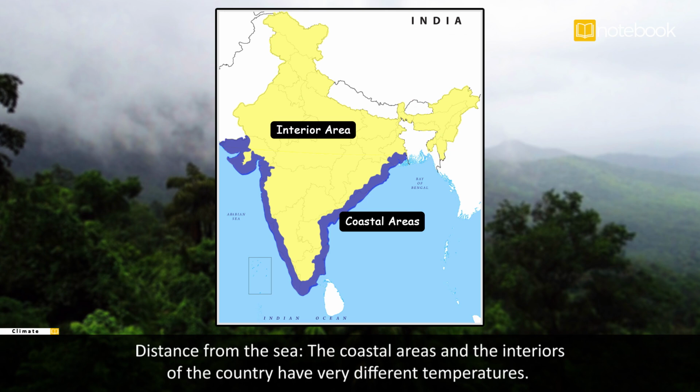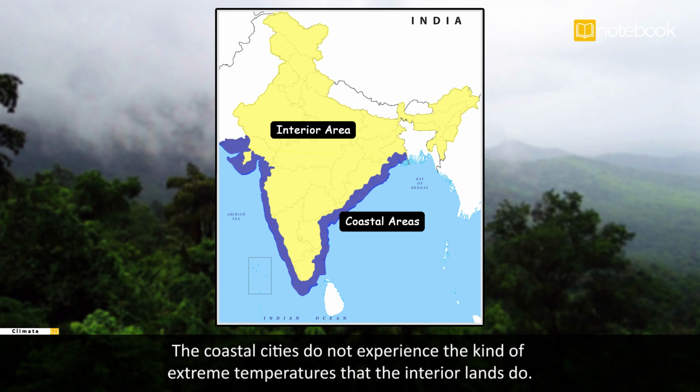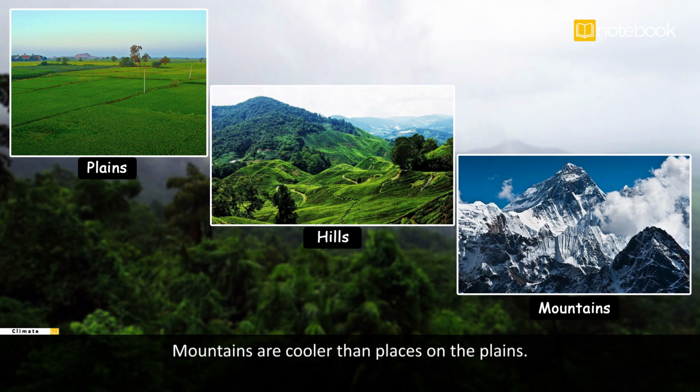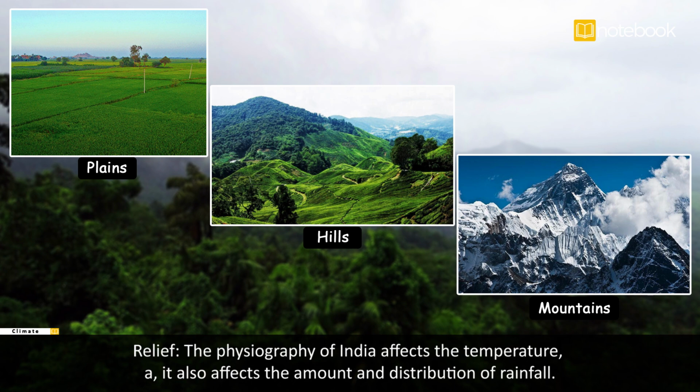Distance from the sea. The coastal areas and the interiors of the country have very different temperatures. The coastal cities do not experience the kind of extreme temperatures that the interior lands do. Altitude. You must already know that temperature decreases as we rise higher up. Mountains are cooler than places on the plains. Relief. The physiography of India affects the temperature, as it also affects the amount and distribution of rainfall.